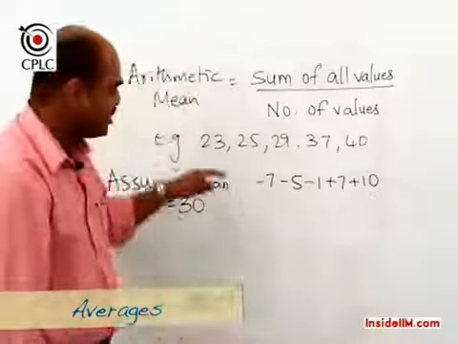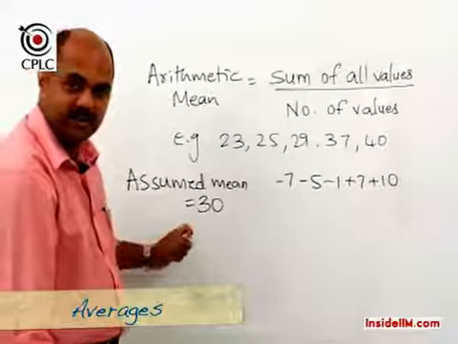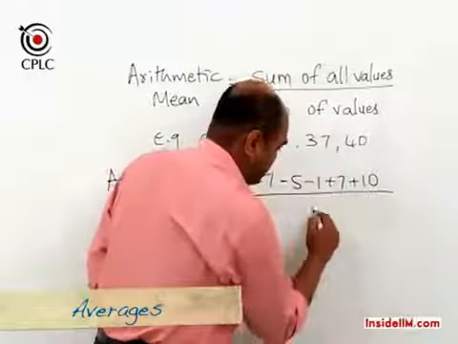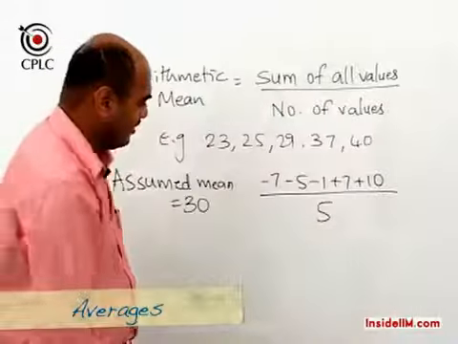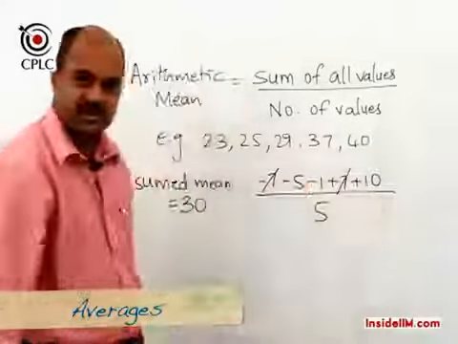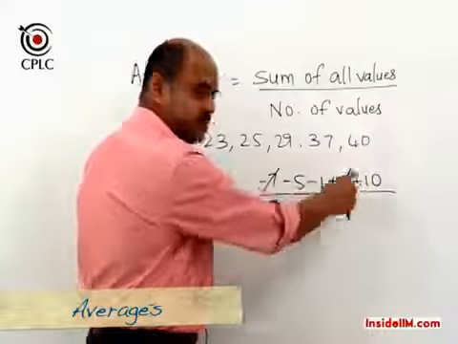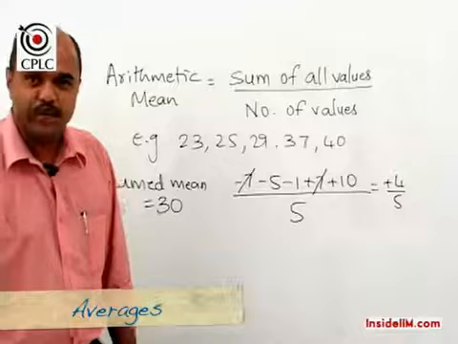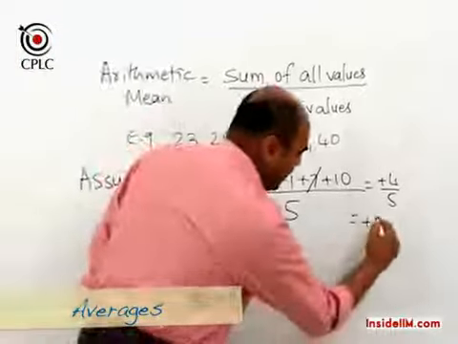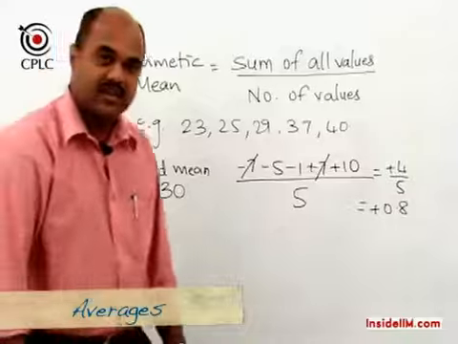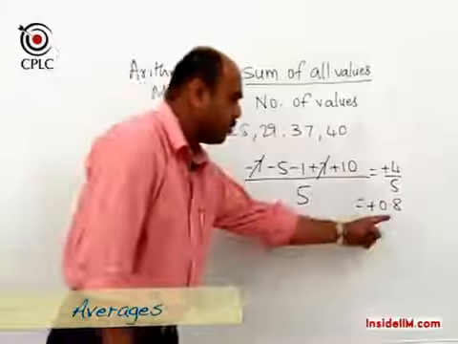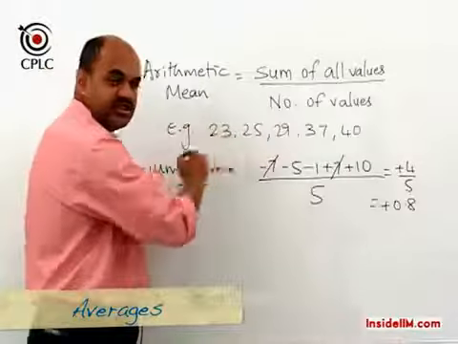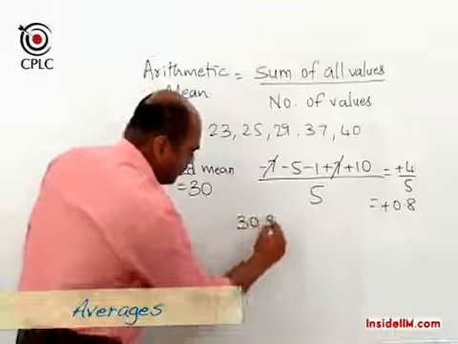So we found the difference of each value with respect to the assumed mean, and we will now find the mean of these differences, which means we add up all these and divide by 5. So -7 cancels off with +7. This gives me a -6 plus 10. So +4 upon 5, which would be 0.8. What this tells us now is that the actual mean will be 0.8 more than the assumed mean, and hence the arithmetic mean of this set of values would be 30.8.